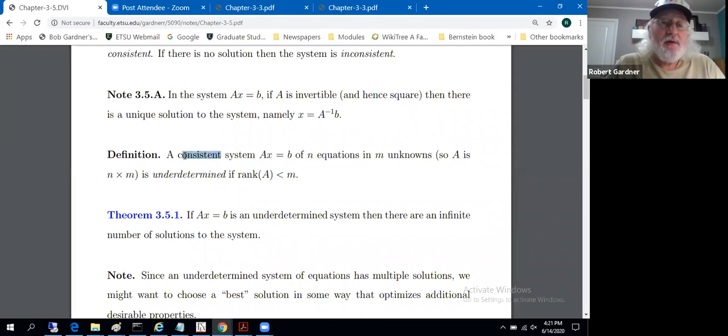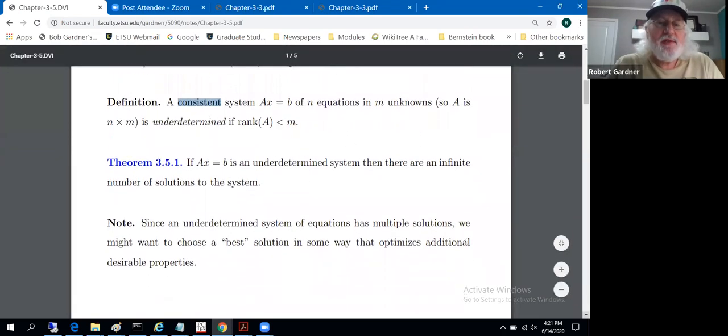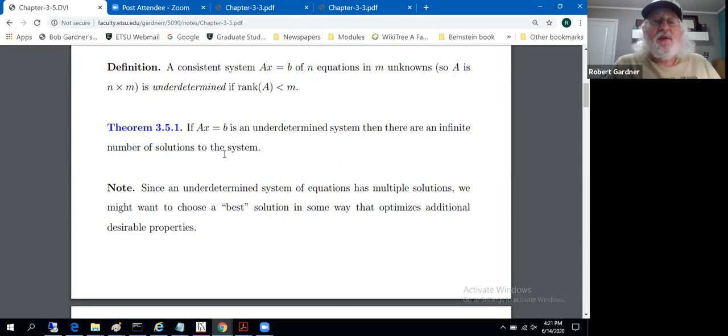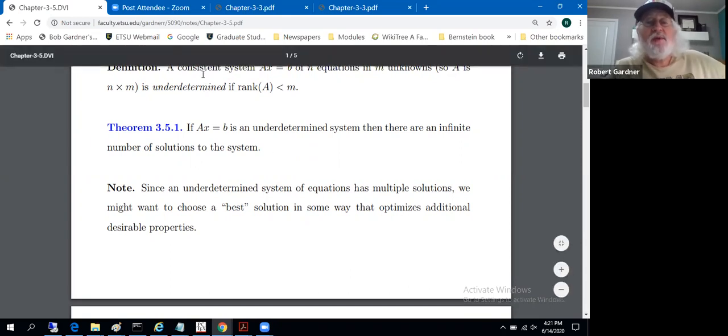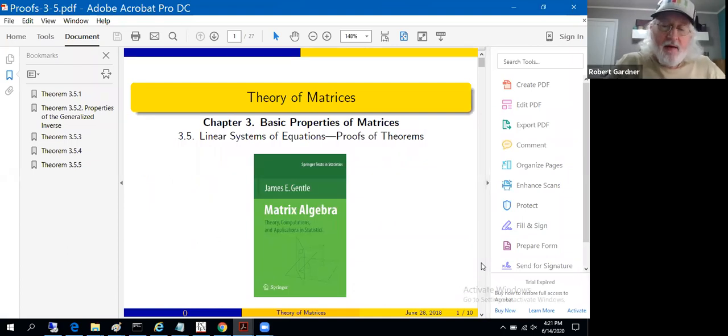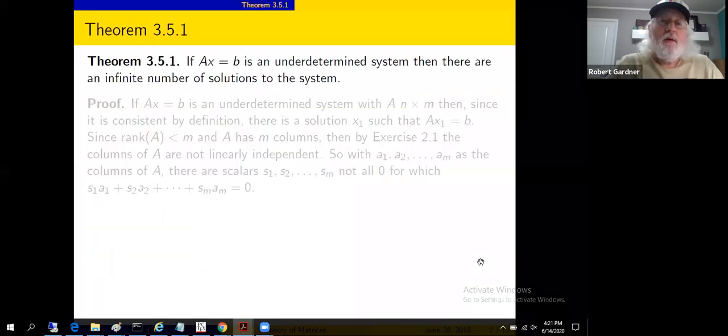Now, we're using this term underdetermined in the setting of a consistent system of equations. So my prediction, given linear algebra experience, is it has a solution and is not unique. Thus the term underdetermined. And that's what the next result says, Theorem 3.5.1. If Ax equals b is an underdetermined system, then there's an infinite number of solutions. We know there's at least one because the word underdetermined is only used for consistent systems. So, to a proof of that, okay, let's prove that.